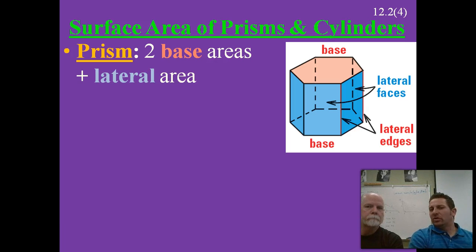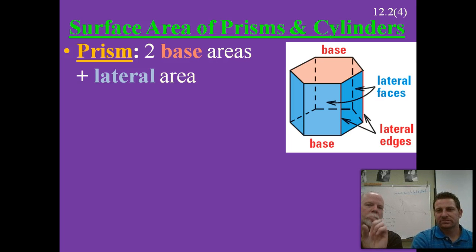To go right into the prisms, there's a couple of words here. To find the surface area of a prism, it's two base areas plus a lateral area. Lateral means side, like tossing the ball off to the side in football. The lateral faces are the side faces, and the bases are the top and the bottom. So if you find the area of the bases on the top and the bottom, and then add it to the area of the lateral faces, you get your surface area.